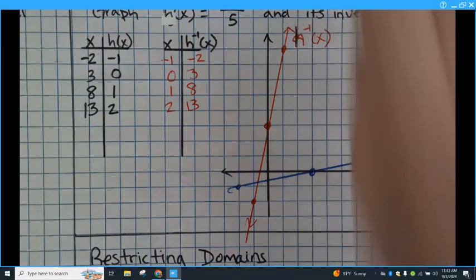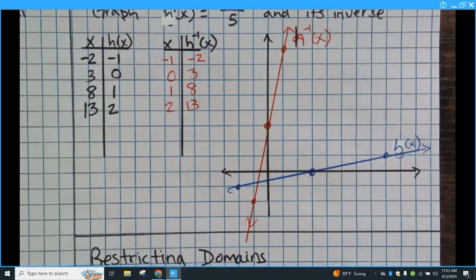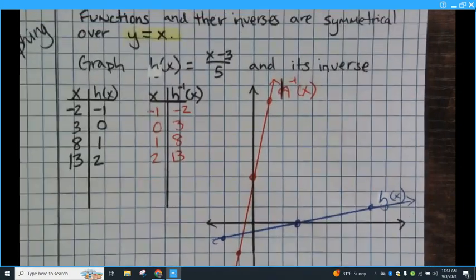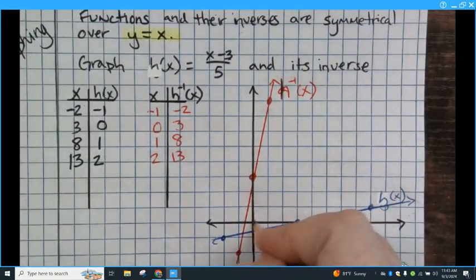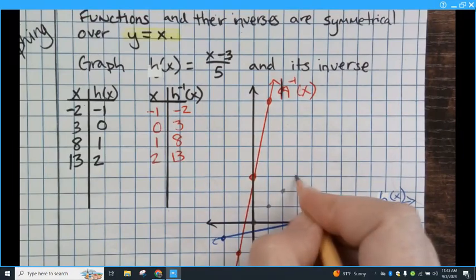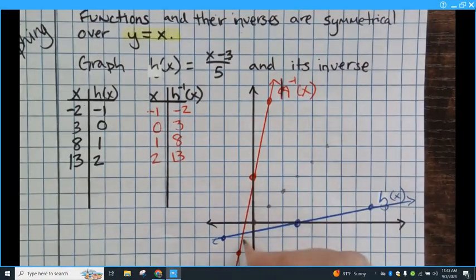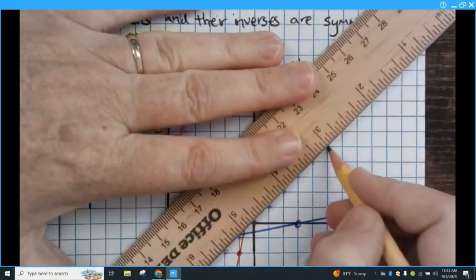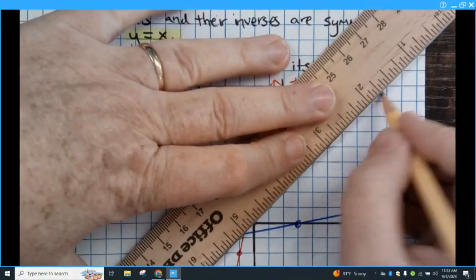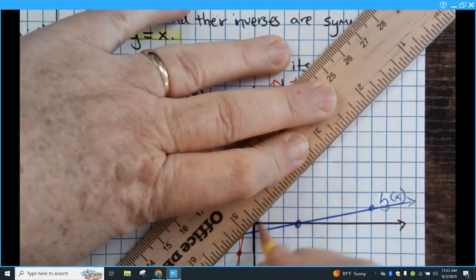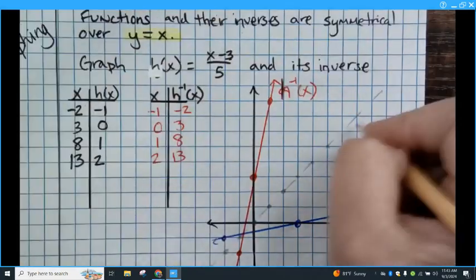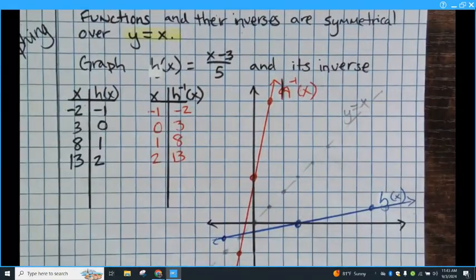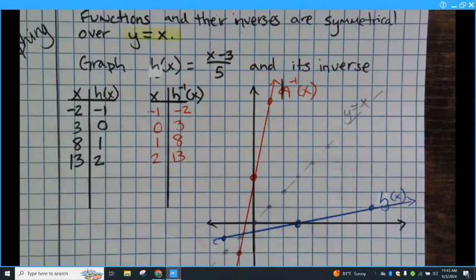Now, the other thing I want on here is just to remind you of the line of symmetry, y is equal to x. So y is equal to x is this line right here. Okay, I put it in pencil so it looks slightly different. I will also make it more of a dashed line. So we know that this is y is equal to x. Okay, that's how you do it graphically.